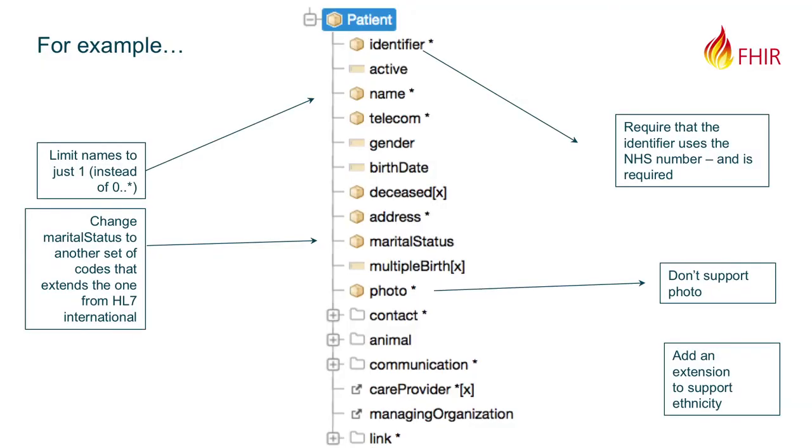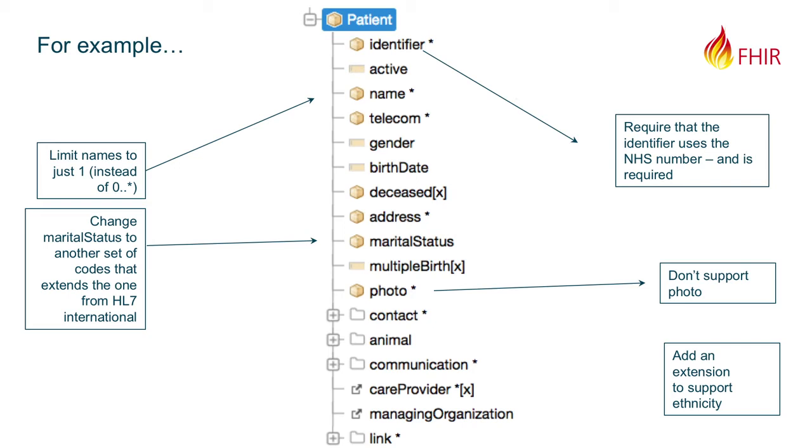This is just an example here. You might want to say that the identifier has to use the NHS number, and you've got to have it. Incidentally, making things required, think real careful before you do that, because there are use cases under which you might not have an NHS number, unconscious patient, for example. So making stuff required requires careful thought.